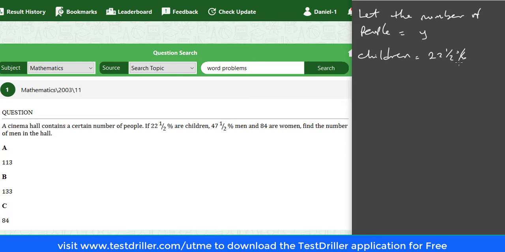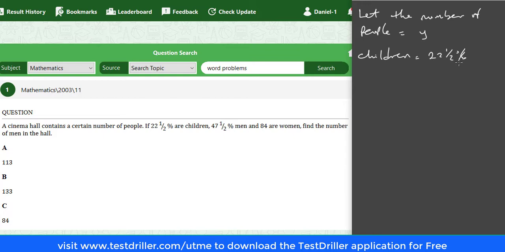So if I say there are 10% of children in this hall, what I'm telling you is that 10% of the total number of people in this hall are children. So let's say I have 100 people in a particular hall, and I say there are 10% children. What I mean is 10% of that 100 constitute the children. So when you see a percentage, it is a percentage of something, and in this case, it's a percentage of the total number of people in the hall.